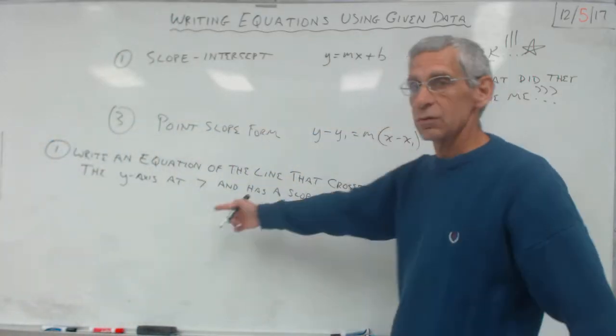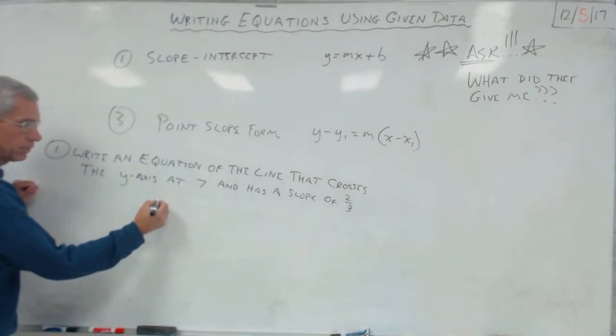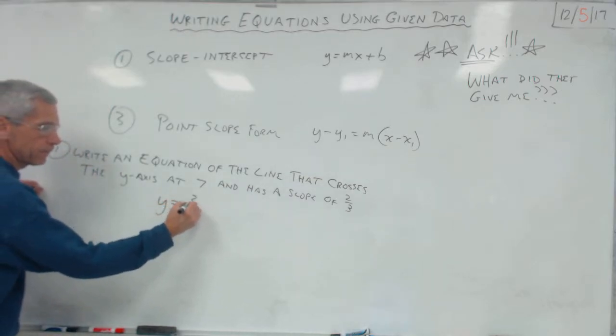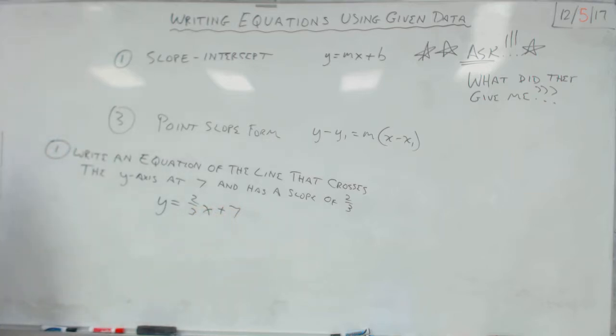So Luke, help me. What is my equation then? It would be y equals 2/3 x plus 7. You got it. Fist of 5. You guys get it? Pretty easy, right?